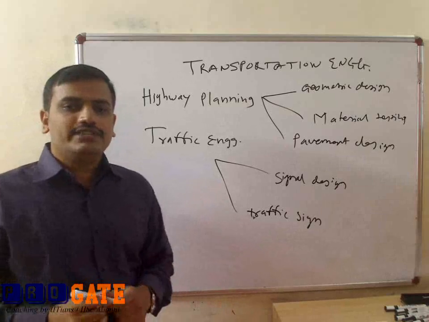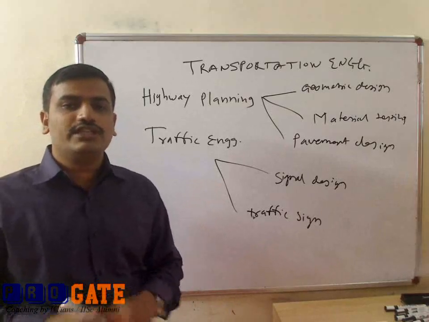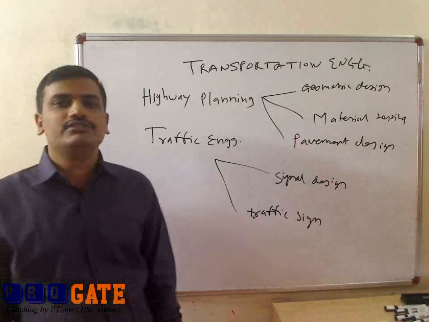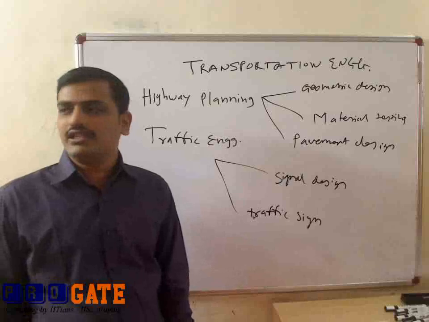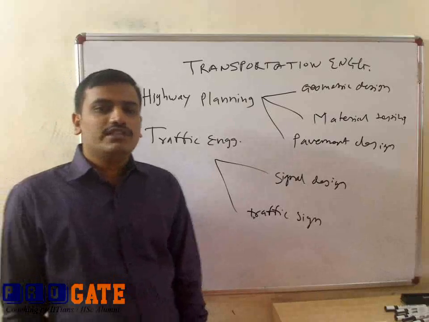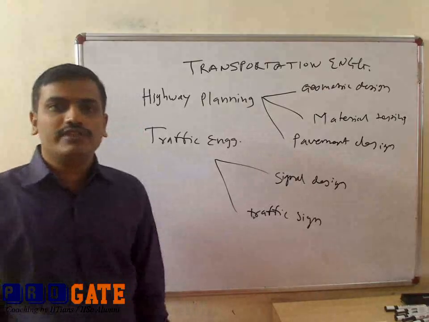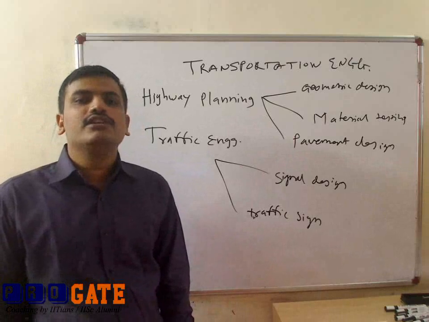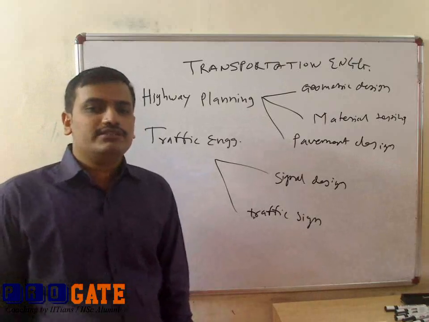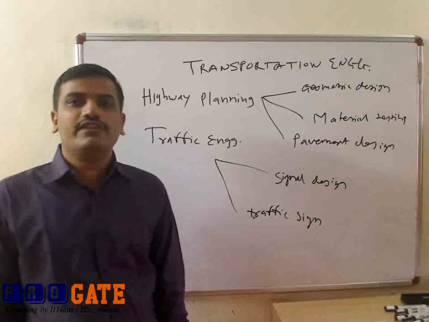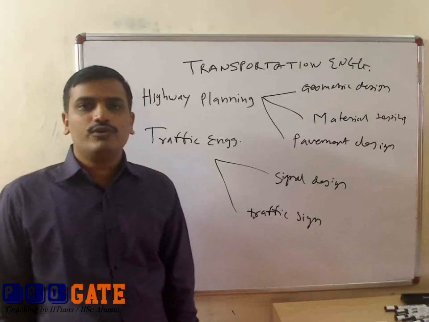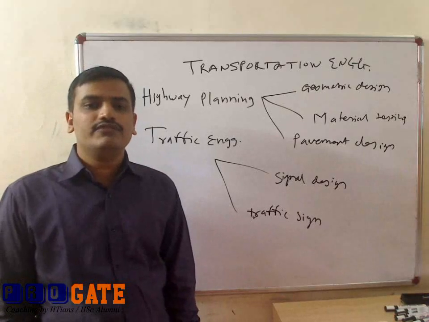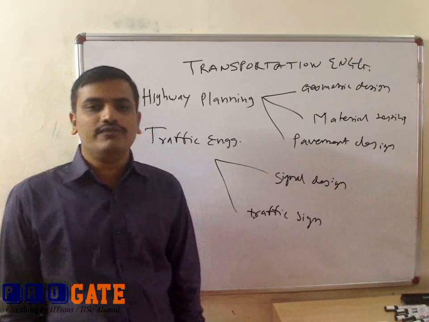Geometric design is the most important and crucial part, because it carries 3 marks. If we see the last 6 years' question papers of the GATE examination, geometric design always has 3 to 4 marks. For pavement design, one question for 2 marks is always expected. Then material testing, signal design and traffic signs carry 1 mark each. So we will give more weightage to geometric design. Initially we will cover geometric design, then pavement design, and then slowly the other parts.